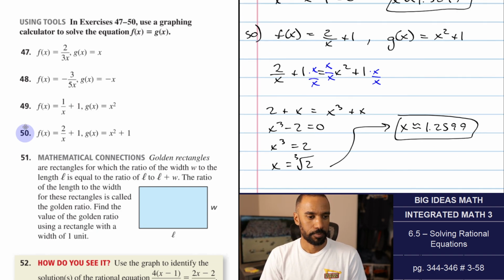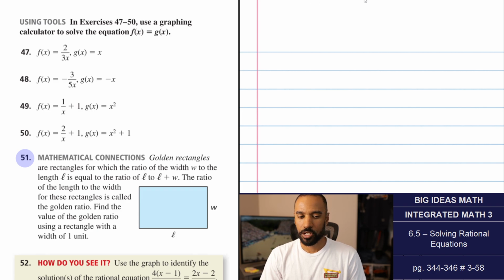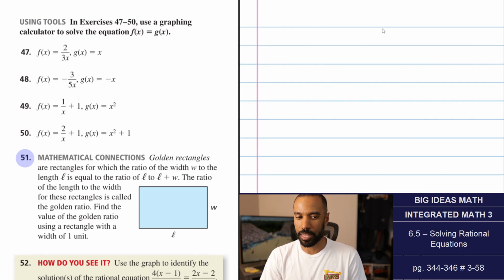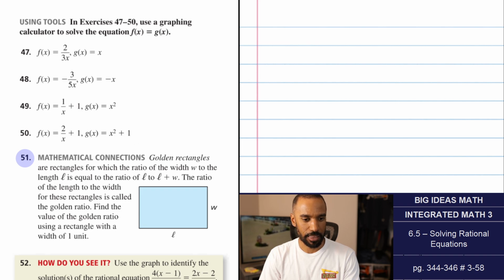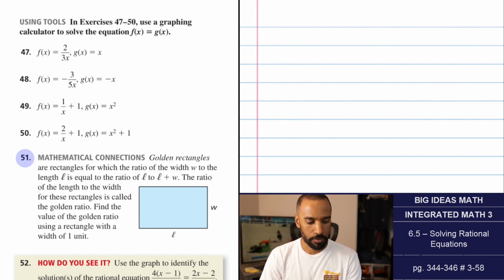Okay, number 51. Golden rectangles are rectangles for which the ratio of the width W to the length L is equal to the ratio of L to L plus W. The ratio of the length to the width for these rectangles is called, yes, the golden ratio. Find the value of the golden ratio.